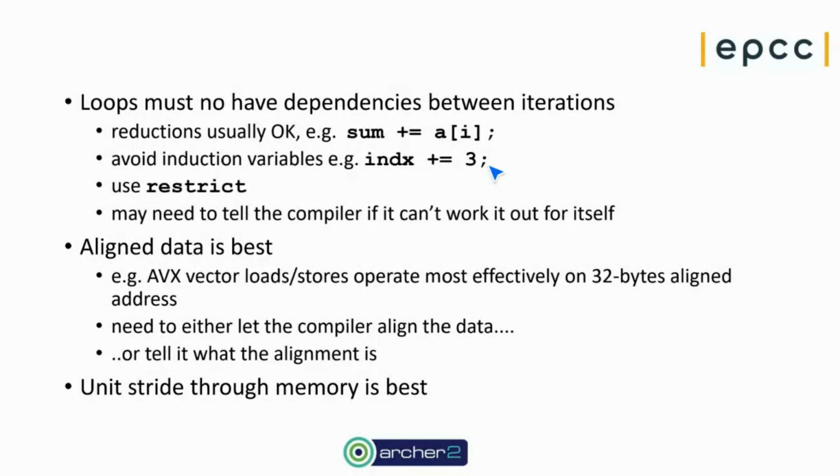Another one that compilers can struggle with is the induction variable. An induction variable is basically a scalar which is incremented by a constant amount inside the loop. If this is then used, for example, as an index into an array, patterns like this can be problematic. We can use things like the restrict keyword to try and convince the compiler that there aren't any dependencies. Otherwise, it might make worst case assumptions about pointers, which we'll come on to again later. In general, we may need to tell the compiler if it can't work it out for itself. If the compiler detects a dependency where there actually isn't one, then we might need to explicitly tell the compiler to go ahead and vectorize anyway.